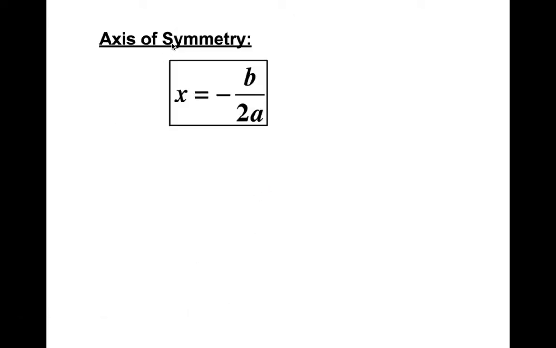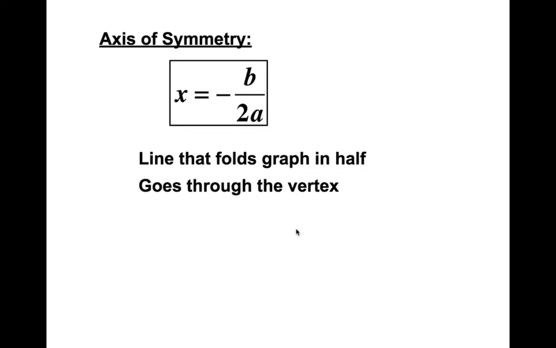For your axis of symmetry, it's the equation x equals negative b over 2a. It's an equation of a line because it is a line of symmetry. So it's the line that folds the graph in half and it goes through the vertex. That's why this is the x coordinate in the vertex.